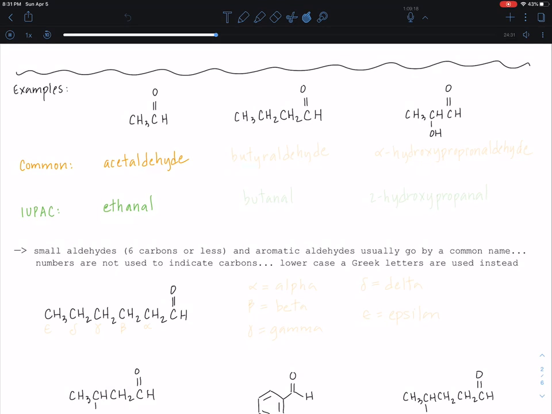The next one has, how many carbons do we see? 1, 2, 3, 4. And so instead of butyric acid, right, we're going to take the common name from the carboxylic acid and we're going to turn it into the name for the aldehyde. We drop the ic acid and add the word aldehyde. So instead of butyric acid, this would be butyraldehyde.